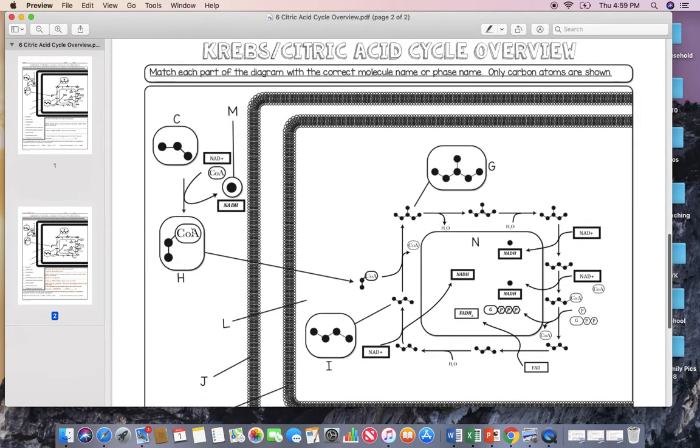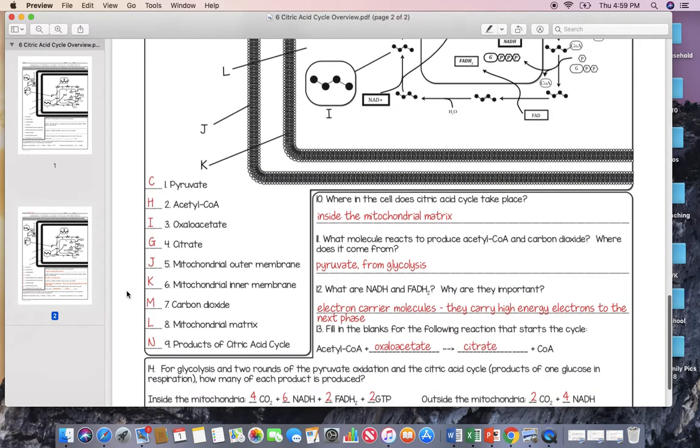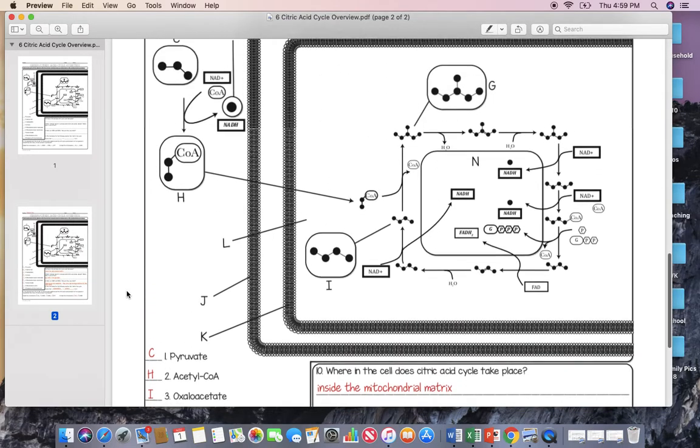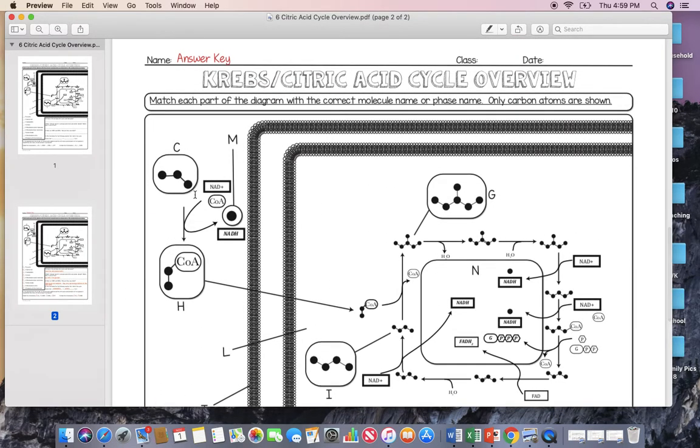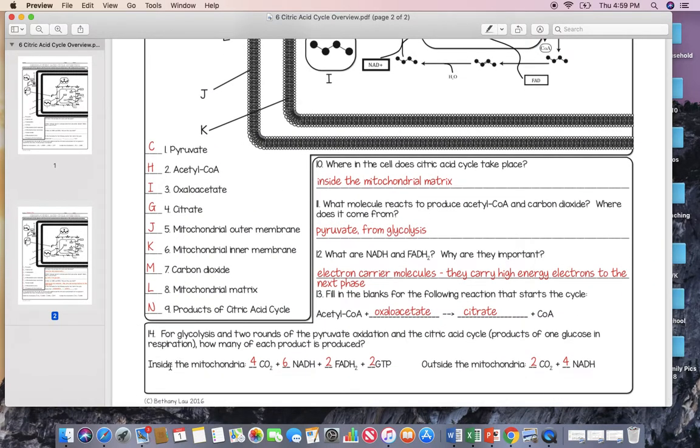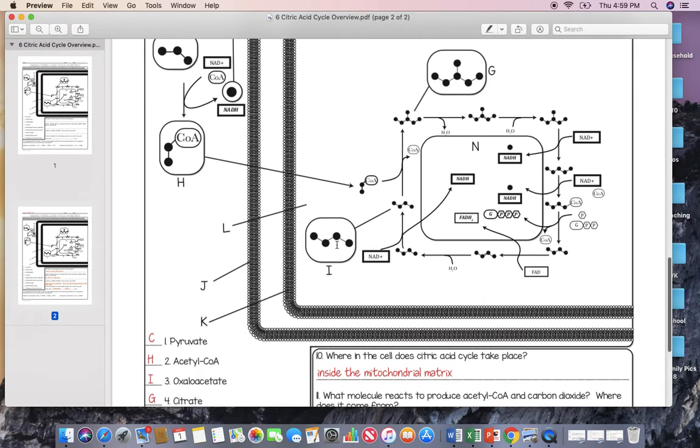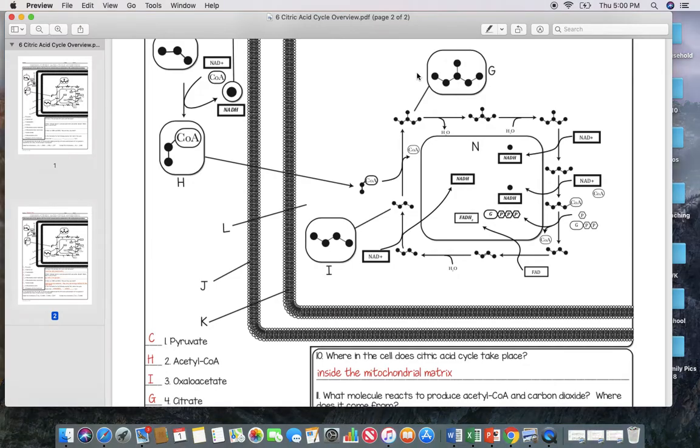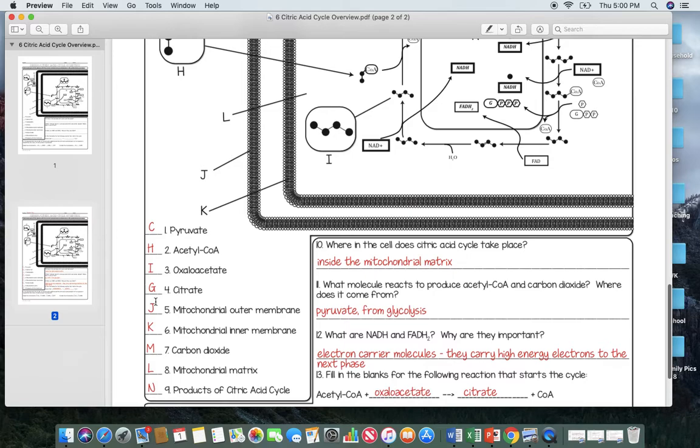Acetyl-CoA is letter H, because remember, acetyl-CoA is the combination of the pyruvate and the coenzyme A coming together. Number 3 is oxaloacetate, letter I. It's the 4-carbon molecule that comes together with the acetyl-CoA and ends up forming our letter G over here, which will end up being our citrate. So citrate is letter G.